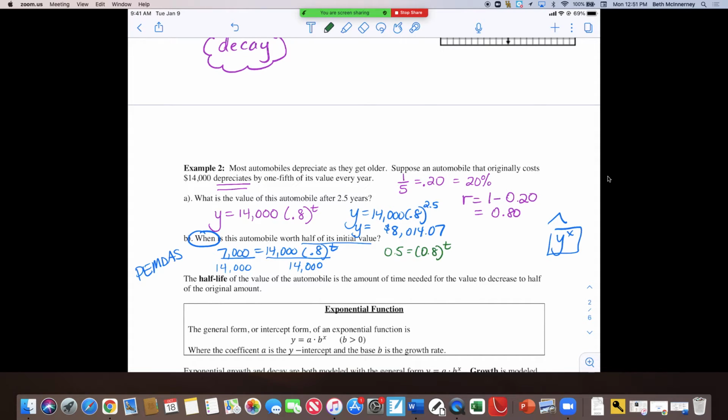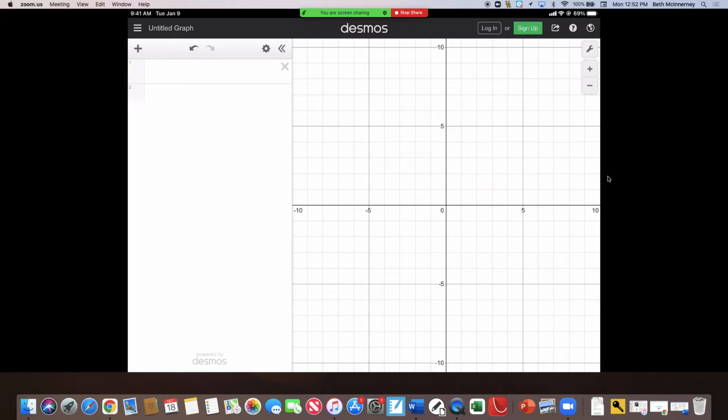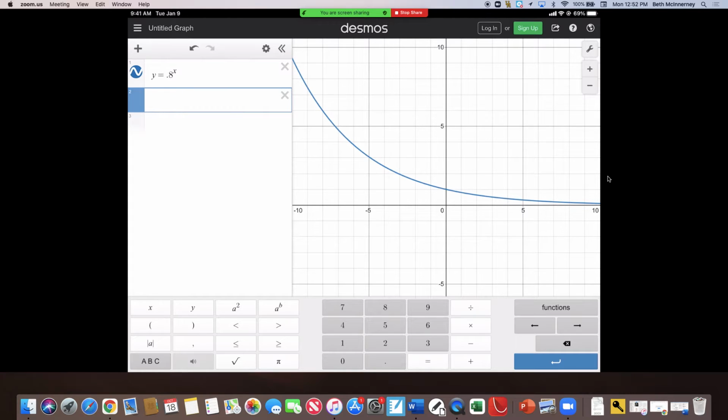So we don't know how to do this yet algebraically, but we are going to learn how to do this in this chapter. What I want you to do, though, is either on your graphing calculator, or we can pull up Desmos. Let me show you how we solve this. We have a technology tool. So watch, I'm going to pull up my Desmos, and I'm going to type in y equals 0.8 to the x. And then I'm going to do y equals 0.5.